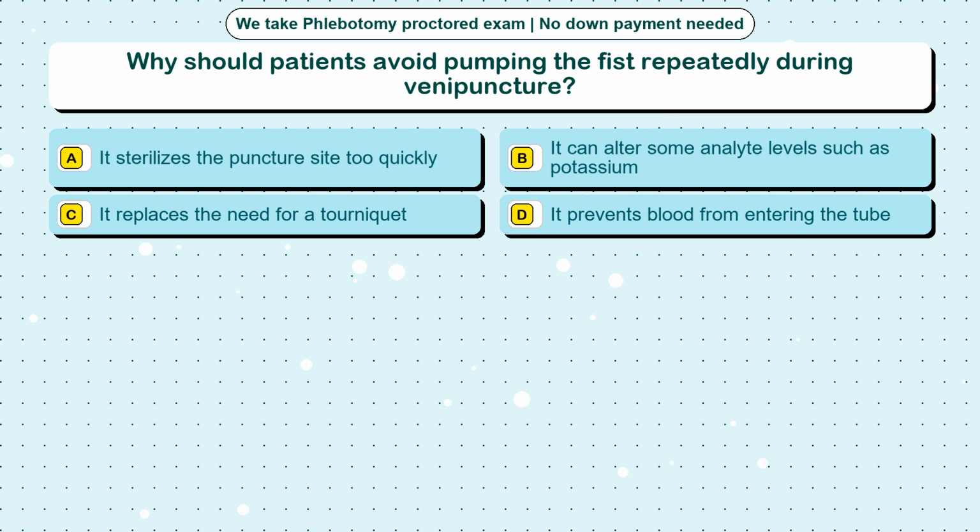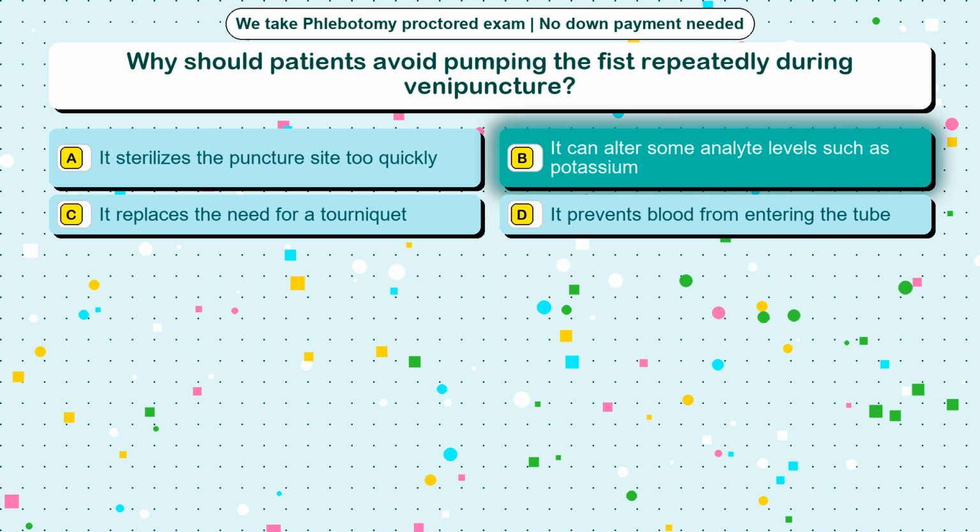Option B. It can alter some analyte levels such as potassium. Option C. It replaces the need for a tourniquet. Option D. It prevents blood from entering the tube. The correct answer is option B. It can alter some analyte levels such as potassium.